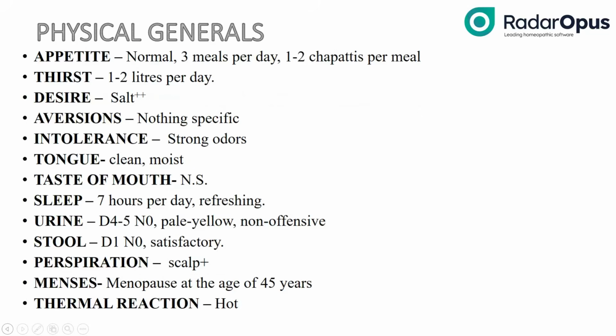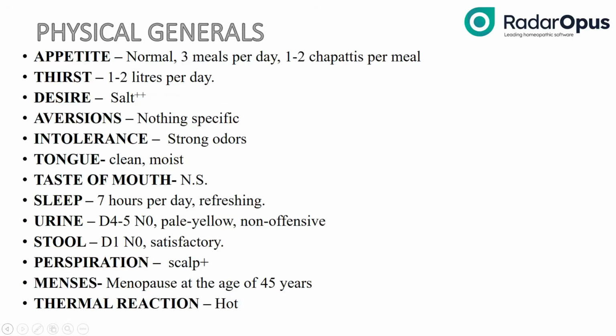Coming to the physical generals of the patient, she told me that her appetite was normal with 3 meals per day, 1 to 2 chapatis per meal. Her thirst was 1 to 2 liters per day. Desire for salt was very marked in her. When I asked about the desire, she just told me salt. I like salty things and I cannot eat food with less salt. No specific aversions were found.